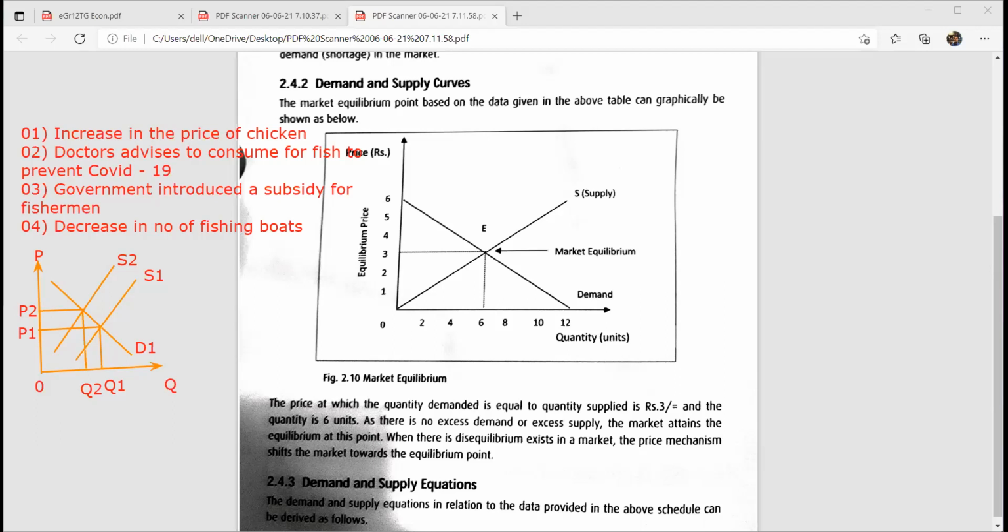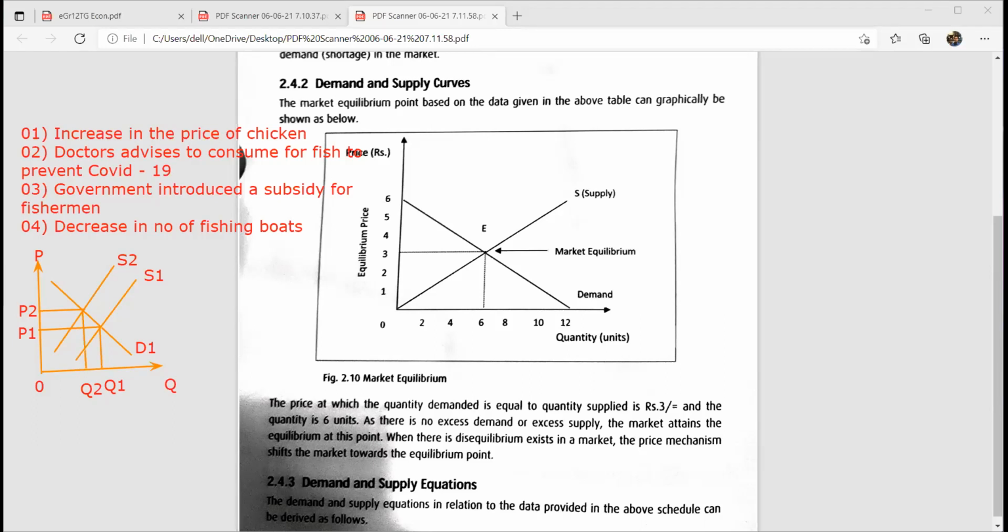Right. Then the next one, we have to consider the elasticity of demand. Simply, it is on the same page. At last, elasticity of demand. Elasticity means such a relationship.